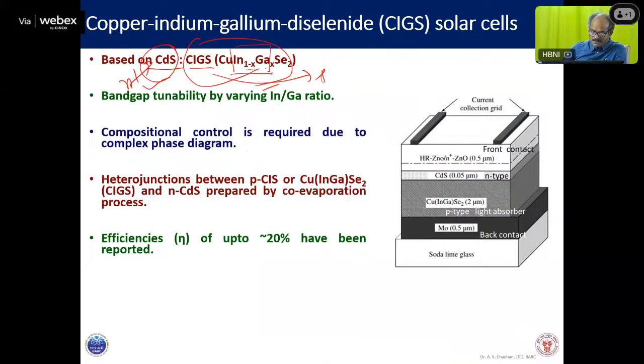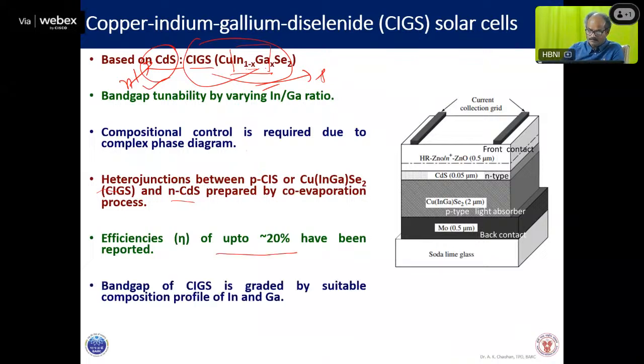Then you have heterojunctions between P-type copper indium gallium selenide, CIGS, and N-type CdS prepared by co-evaporation process. So now you have a heterostructure. Efficiency of these solar cells is typically 20%. The band gap of CIGS is graded by suitable composition profile of indium and gallium, as I explained here. So by changing it, you can tune and vary the band gap.